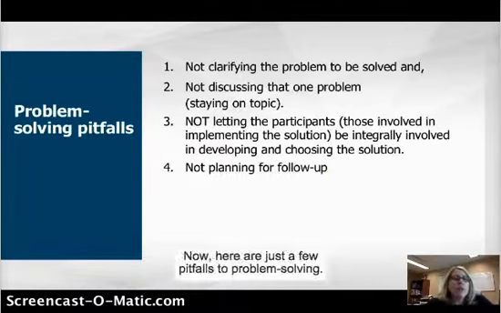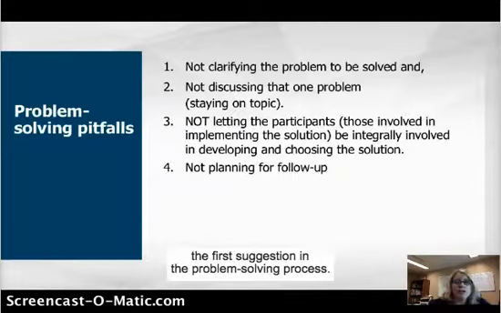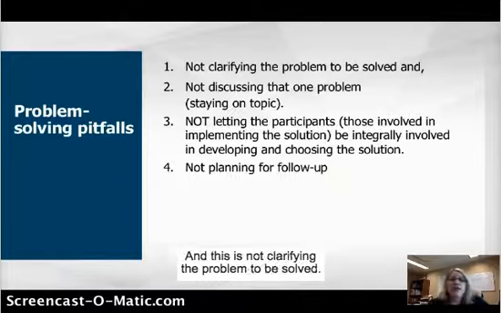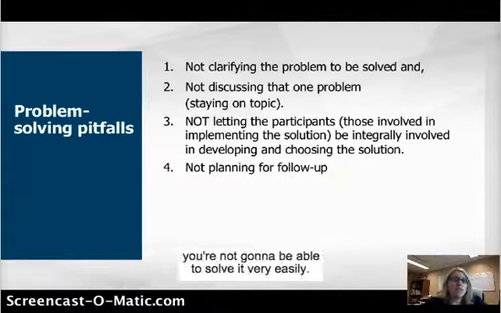Now here are just a few pitfalls to problem solving. The first is actually very similar to the first suggestion in the problem-solving process. And this is not clarifying the problem to be solved. So again, if you don't know what the problem that you need to work on is, you're not going to be able to solve it very easily.